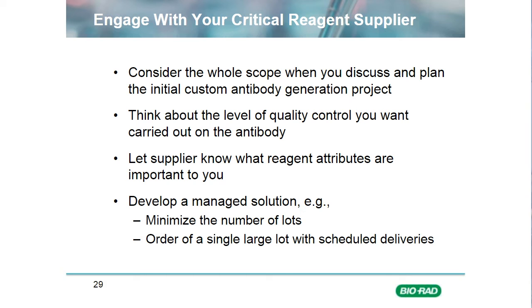And develop a managed solution once the generation's done and you're reordering the antibodies. Obviously, you want to minimize the number of different lots so that you have to do fewer lot-to-lot QC or validation tests. But equally, your supplier is probably quite happy to minimize the number of lots so that they can have fewer production events, because there's obviously economy of scale working like that.